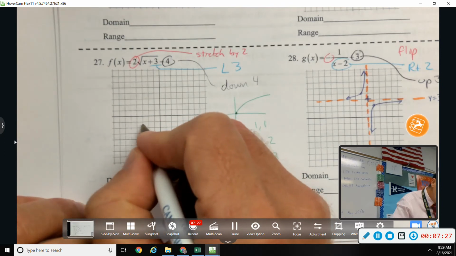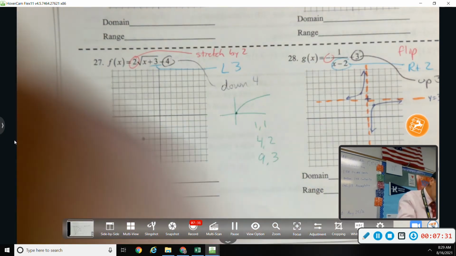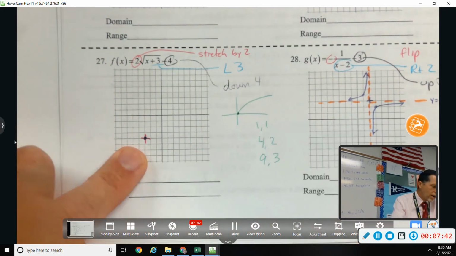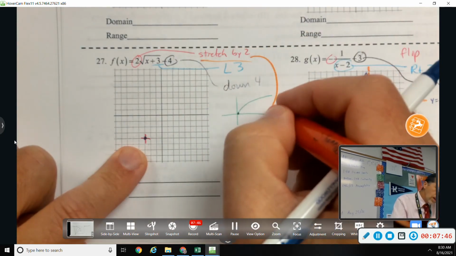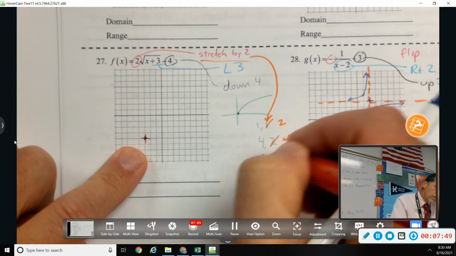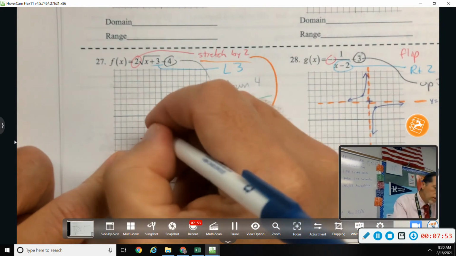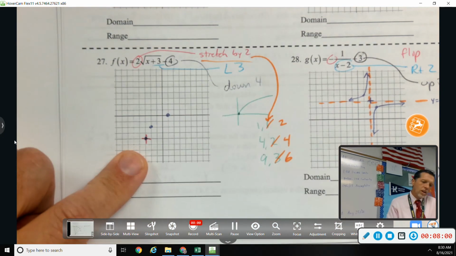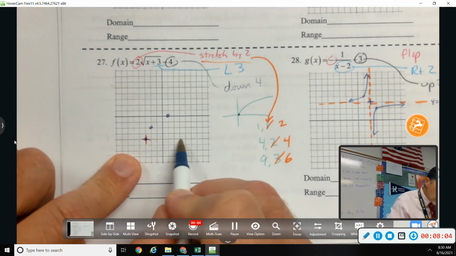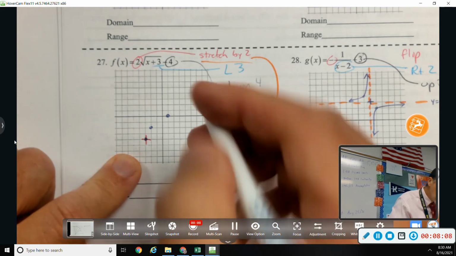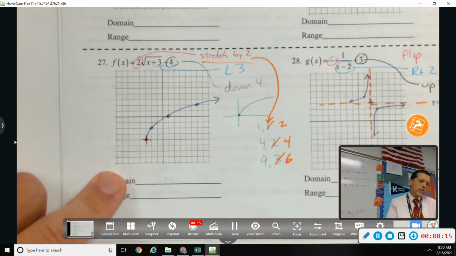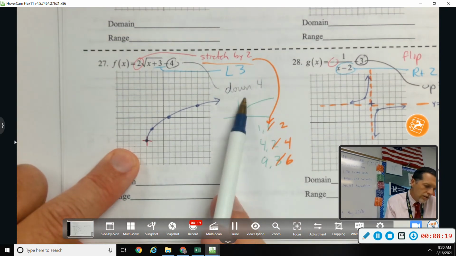So left 3, down 4. There's my new starting point, sort of my new origin. Left 3, down 4. And then from there, instead of going 1, 1, because of this stretch by 2, I'm going to stretch those by 2. So I'll go over 1, up 2 now. And over 4, up 4. And over 9, up 6. And yeah, that kind of looks like a square root, a little bit taller version because it's been stretched. We did go left 3 and we did go down 4, so I feel pretty good about that one.